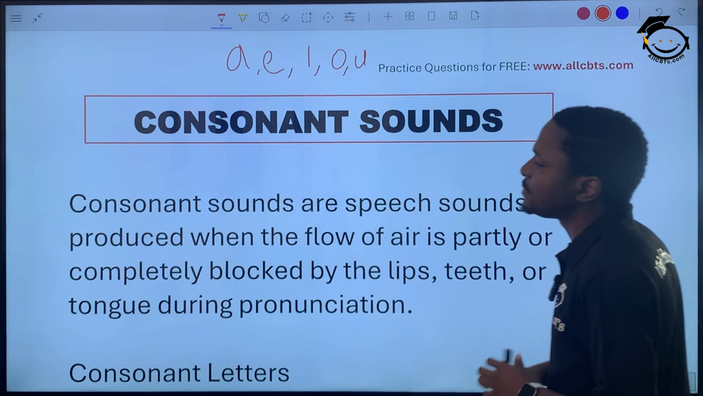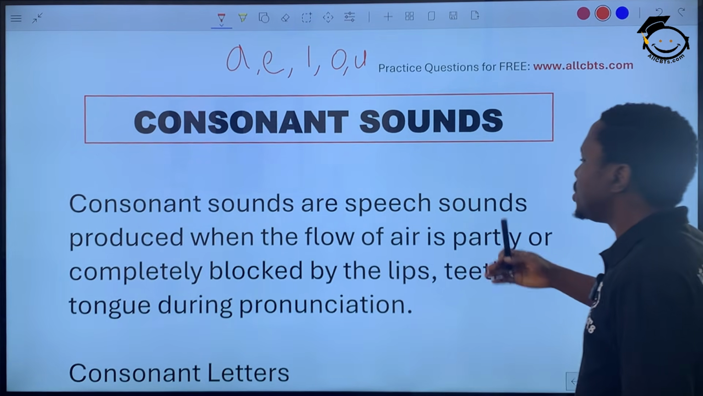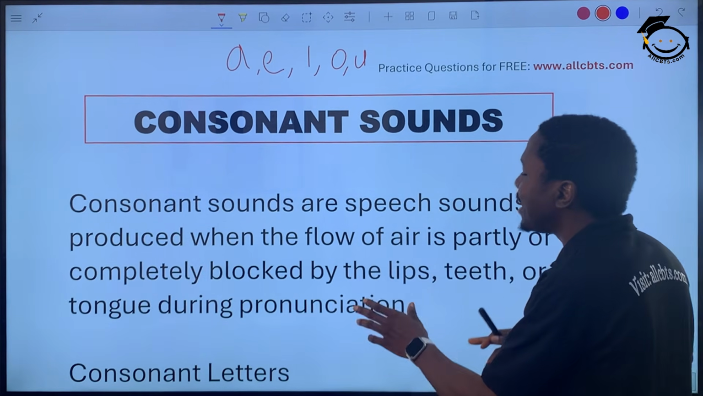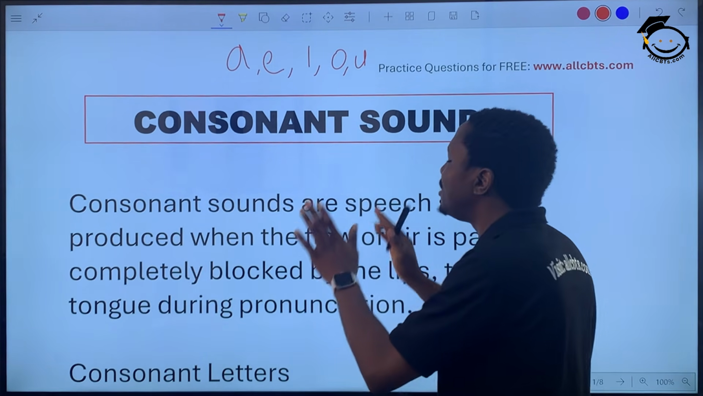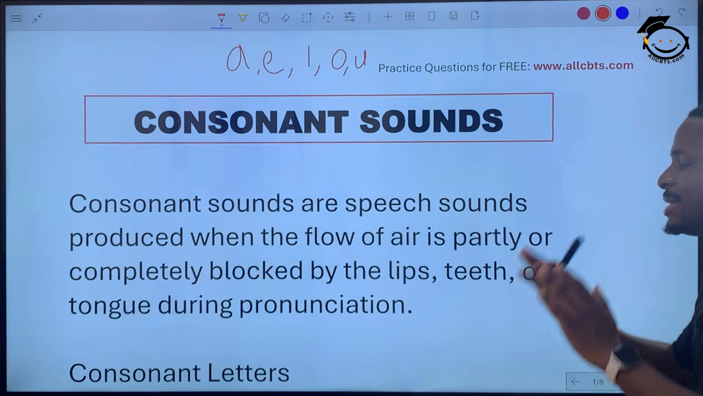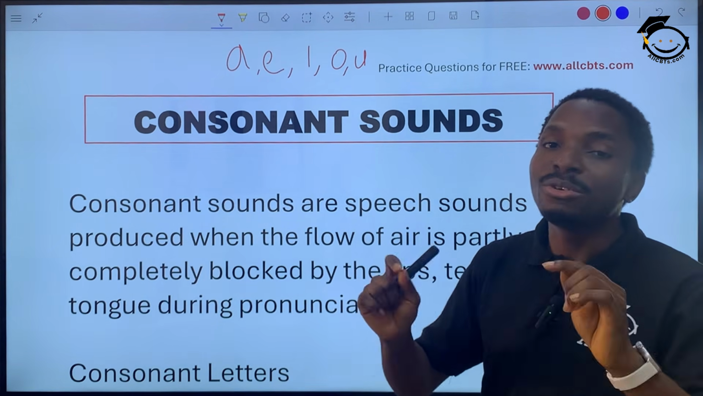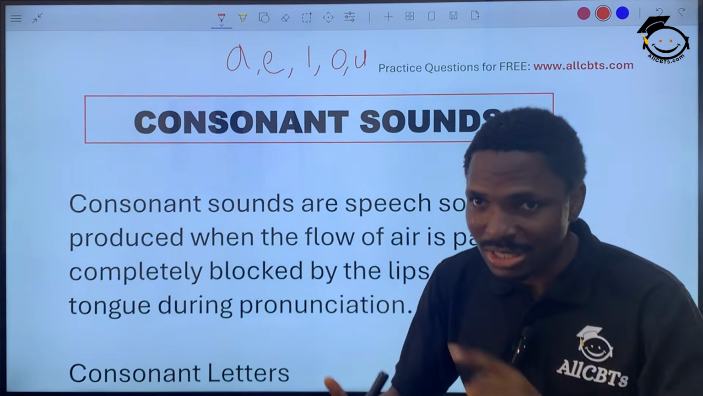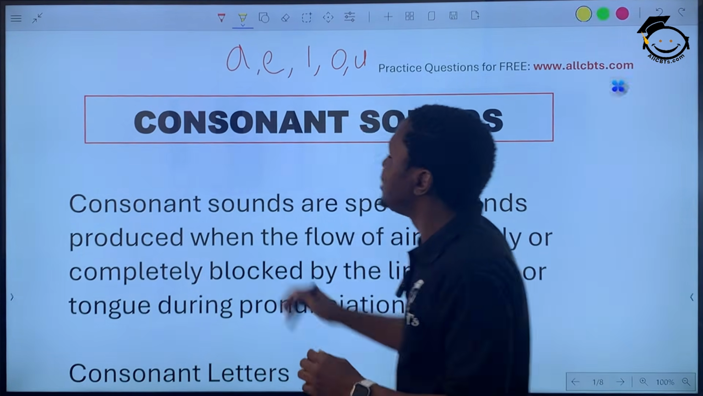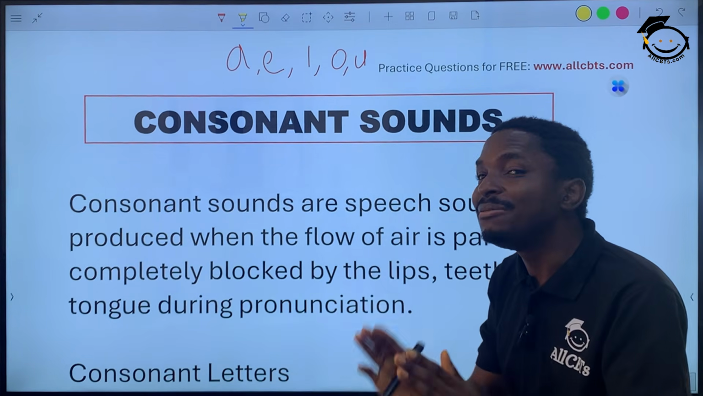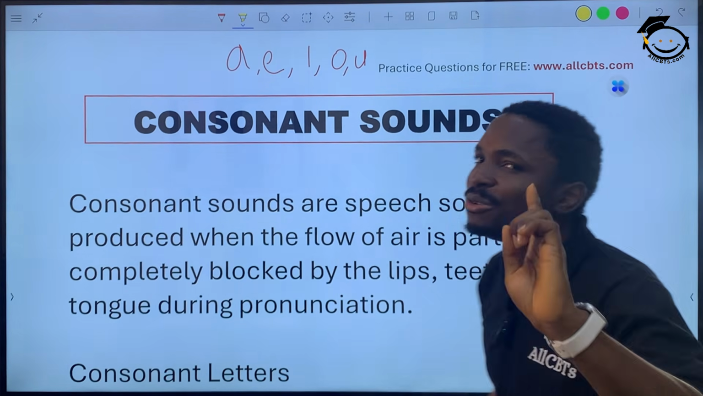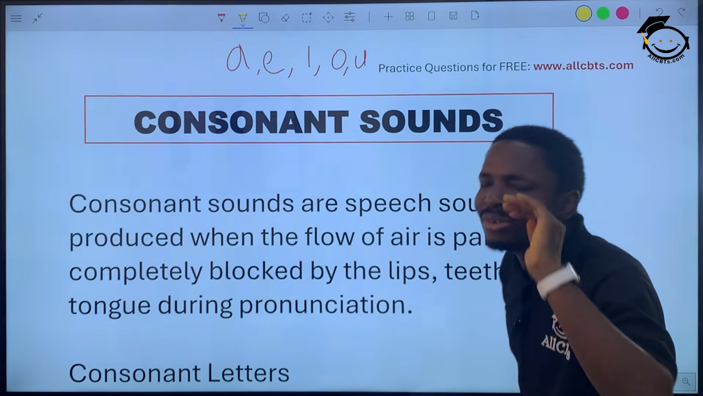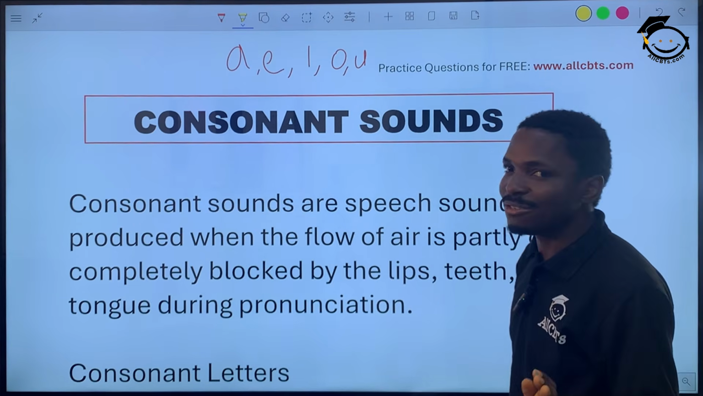Let's start with the definition. Consonant sounds are speech sounds produced when the flow of air is partly or completely blocked by the lips, teeth, or tongue during pronunciation. This is very important. This is the condition that determines if it's a consonant sound or a vowel sound. So make sure you master this definition, you memorize it, you understand it.